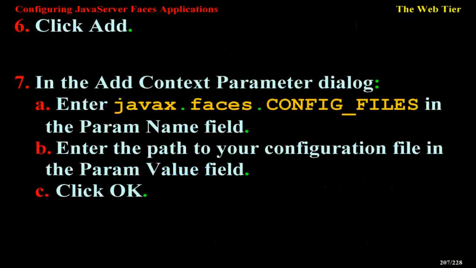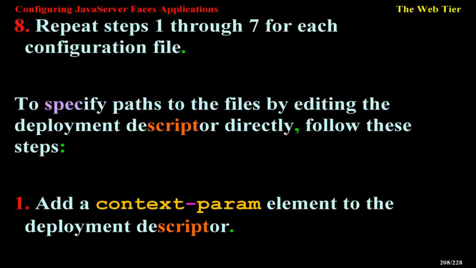In the Add Context Parameter dialog, enter javax.faces.CONFIG_FILES in the param name field. Enter the path to your configuration file in the param value field. Click OK. Repeat steps 1 through 7 for each configuration file.